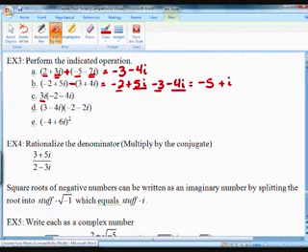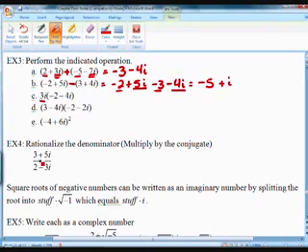Let's see. Rationalize the denominators. This is all this means. The bottom of a fraction, we don't want i's and we don't want square roots. If you have two terms down there, it's a little bit more difficult, not a lot. All you've got to do, it says rationalize the denominator, all you do is multiply by the conjugate. And what are conjugates? The conjugate of 2 minus 3i, change the minus to a plus, is 2 plus 3i.